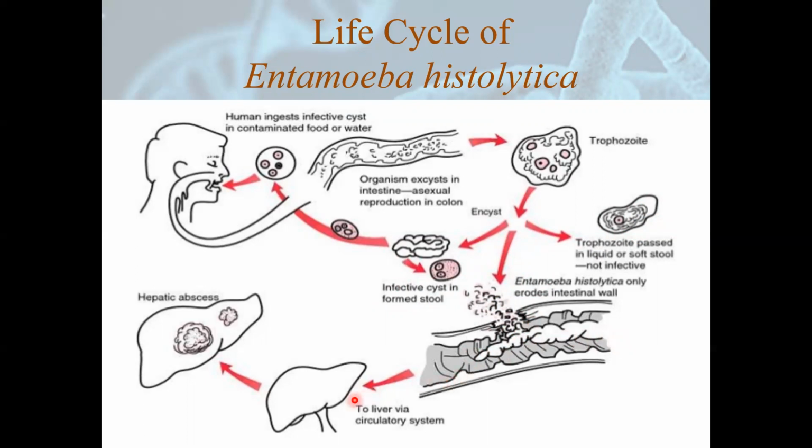From here, it will be transferred to the liver via our circulatory system. The intestine is having villi, so it will enter the blood, and from blood it will go to the liver, and it will cause disease in the liver, which is known as hepatic abscess. This is the whole life cycle of Entamoeba histolytica, and it makes the person very, very sick.